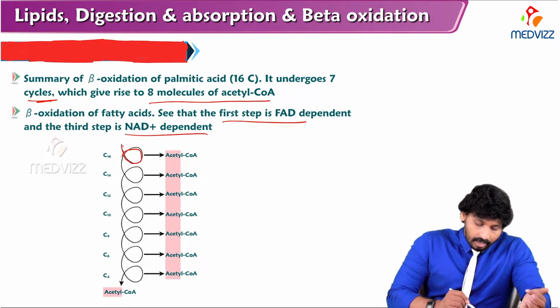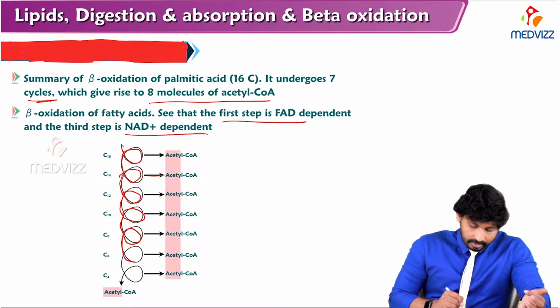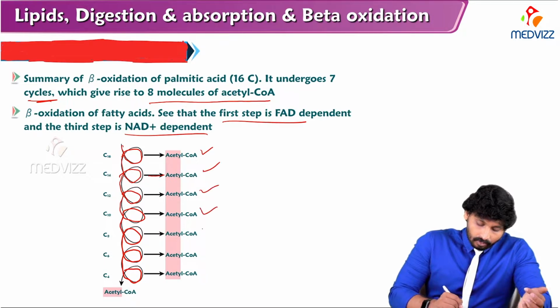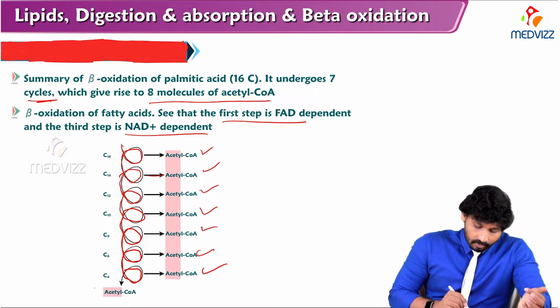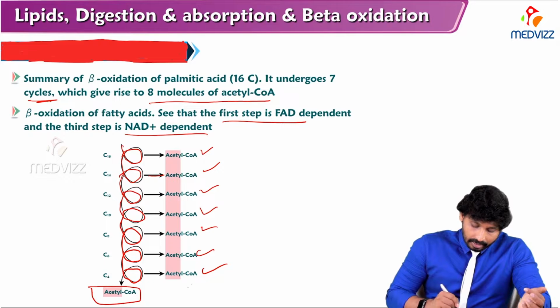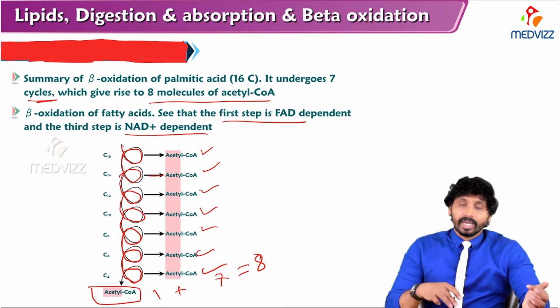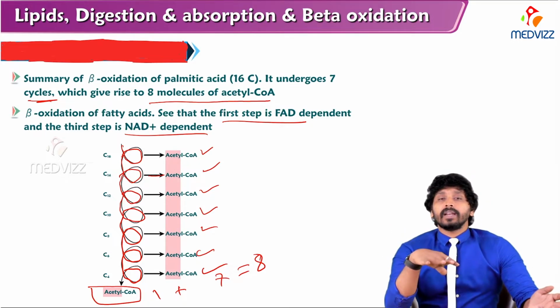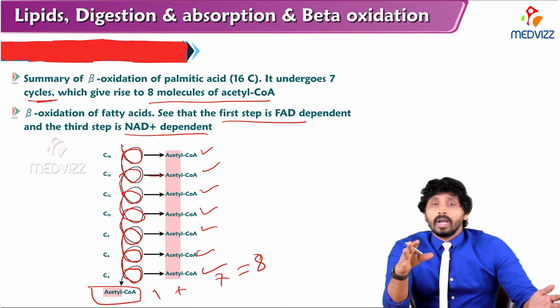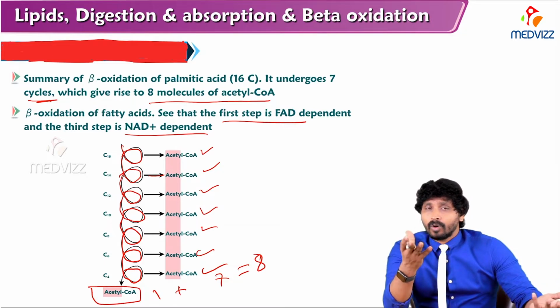So this is 1 cycle, so 1 acetyl-CoA. This is second cycle, another acetyl-CoA. This is third cycle, another acetyl-CoA, fourth cycle, fifth cycle, sixth cycle, and seventh. At 7th, 1, 2, 3, 4, 5, 6, 7. At the 7th cycle, one more extra acetyl-CoA is produced. That is, 7 plus 1 is equal to 8 acetyl-CoA. And all the produced acetyl-CoA will be entering into the TCA cycle. And in the TCA cycle, the last product will be regenerated, that is oxaloacetate.